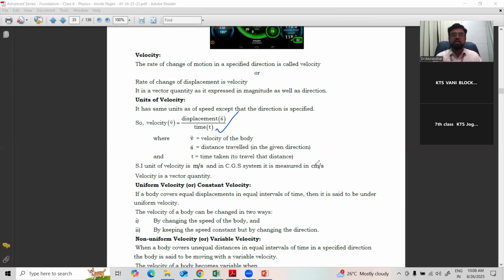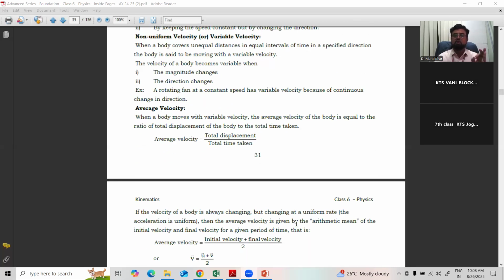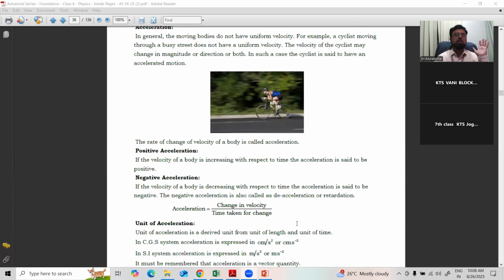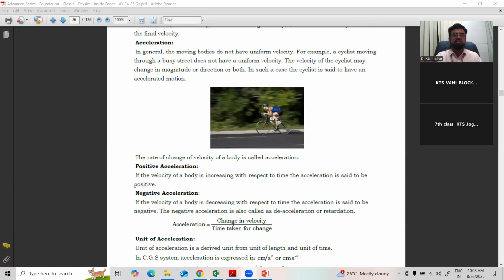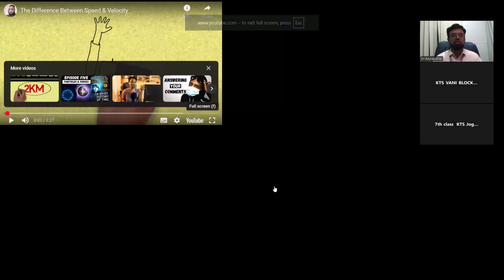Displacement, when the specific direction is mentioned, we'll call it displacement, right? Velocity also can be uniform velocity, non-uniform velocity, average velocity or instantaneous velocity. All the velocities you can find. The only difference is it is a vector quantity, whereas speed is a scalar quantity. Right? Clear? So before going to the next, we'll see one video on this, and later we'll move to acceleration, the last topic of the chapter. Okay. We just see the difference in a small video.